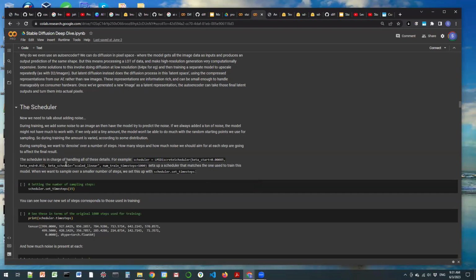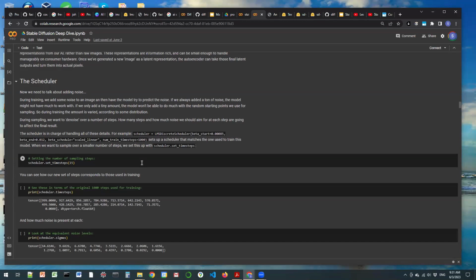For example, the scheduler uses beta start, beta end, beta schedule scaled linear, and the number of training steps, 1,000. So it sets up a schedule that matches the one used to train the model. It's important to remember that if a scheduler is used to train the model, that's the same scheduler that's used in the inference steps to also denoise the image. So a scheduler has to have been used in the training and in the inference of the model for us to be able to use the scheduler.